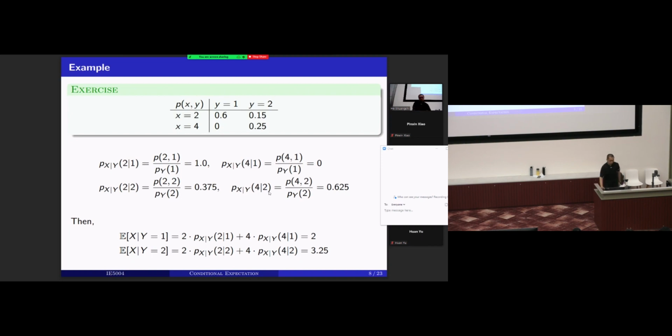Even though this example is very simple, you need to keep in mind that if we wish to know the conditional probability given that this random variable y takes 1, then everything should be determined by this column. And if you know this random variable y takes 2, everything should be determined by this second column. So you must be very clear of this, right? Please keep this in mind.